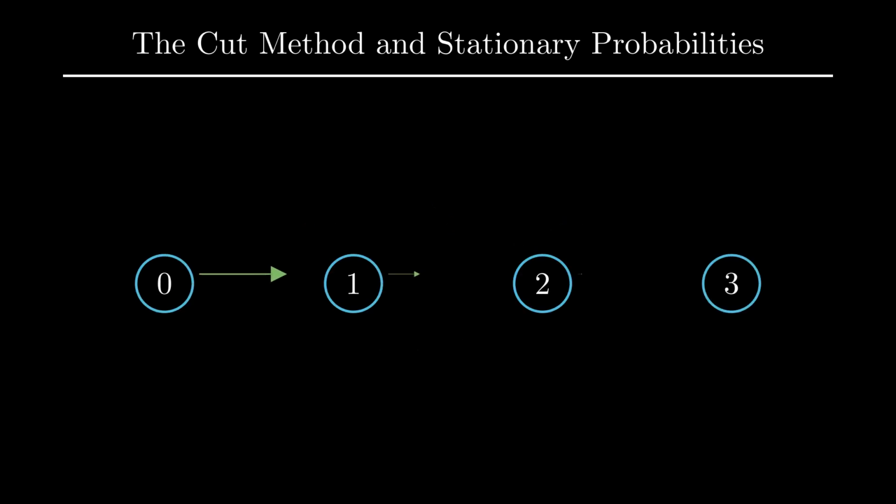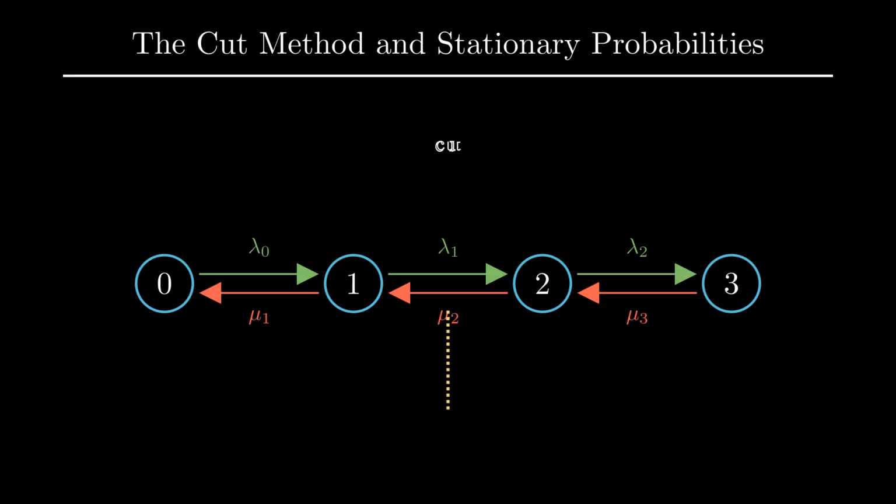Now consider a birth-death chain, where transitions only occur between neighboring states. Draw a vertical line, a cut, splitting the chain into two halves. In steady state, the total flow crossing this cut to the right must equal the flow crossing to the left. Only one forward and one backward arc cross. This gives the beautiful local balance equation, lambda_k p_k equals mu_{k+1} p_{k+1}. Each cut produces one equation linking two neighboring probabilities. Chaining cuts gives us every p_k in terms of p_0.